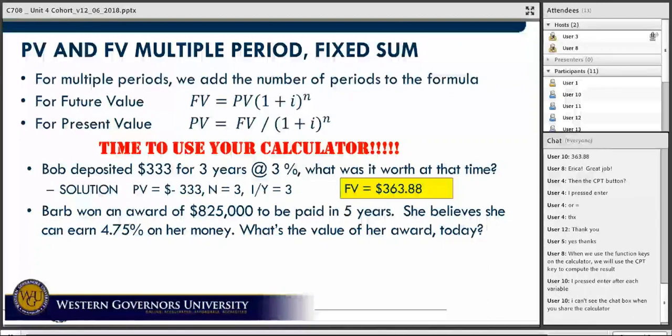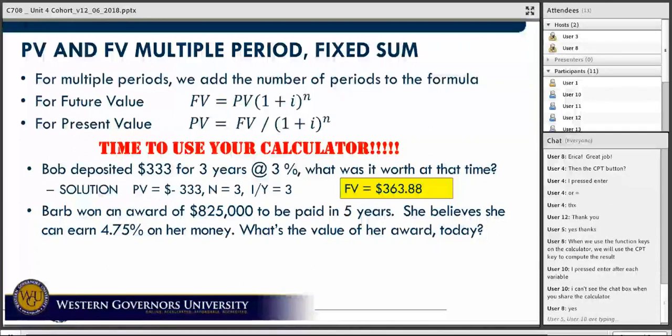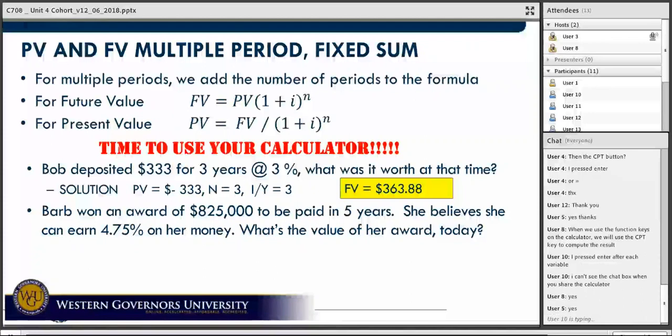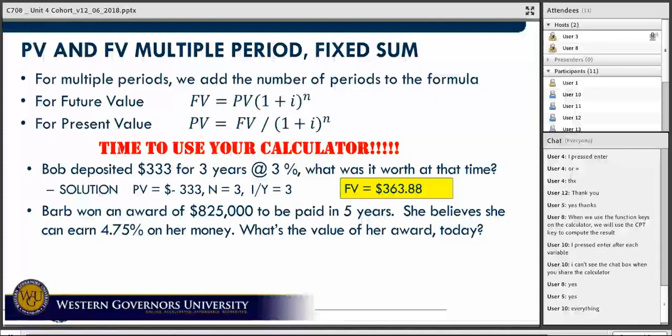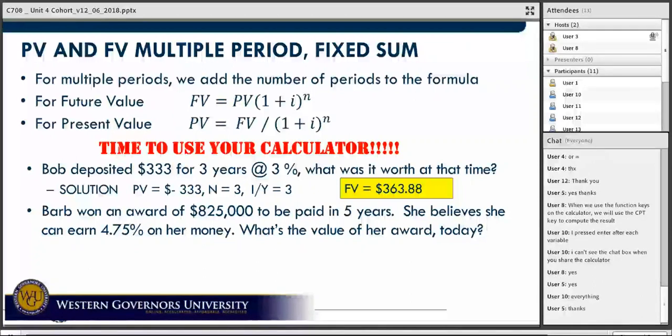Then we've got Barb. She won an award of $825,000. You can't see the chat box when you share the calculator. Okay, I'll try to size it down differently. It covers the presentation. Did it cover the whole screen? People are typing yes. Okay, I'll size it down to make it not so ginormous. I hear you.